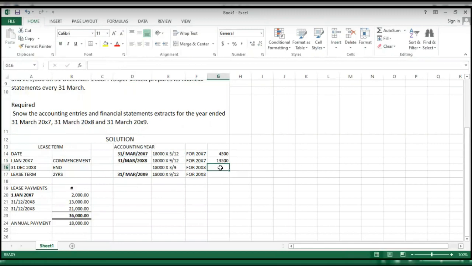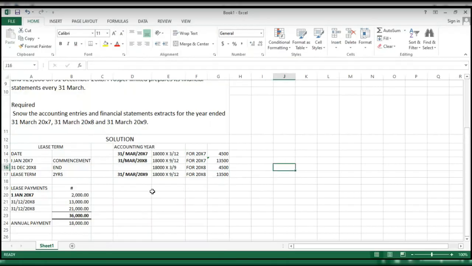In addition with this, 18,000 times 3 divided by 12. So this addition is what will go into this financial statement. And this one will come here, 18,000 times 9 divided by 12. This will come here for 20x9. You see this allocation. I hope you are following me. You see the calculations I'm doing.